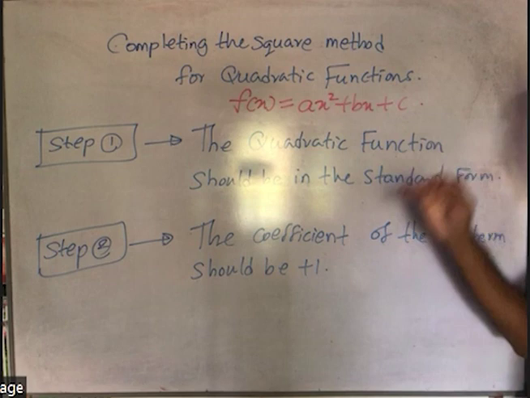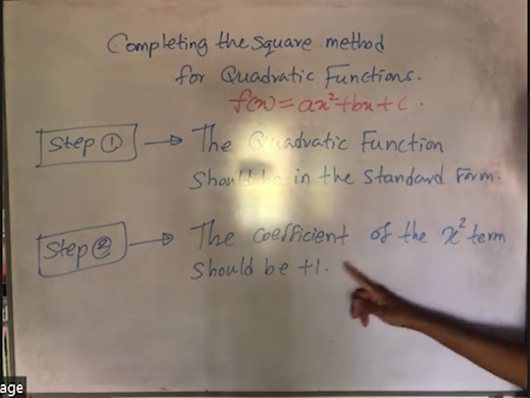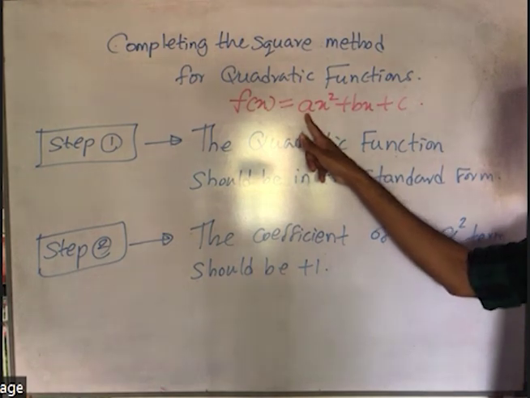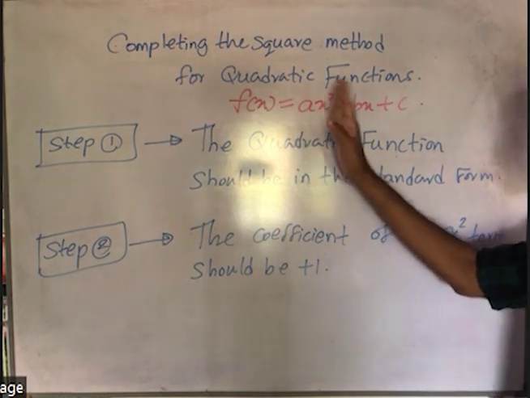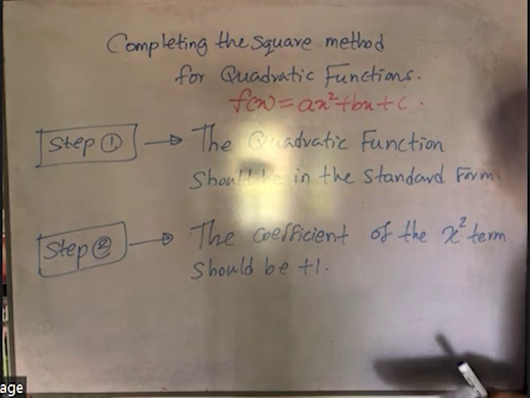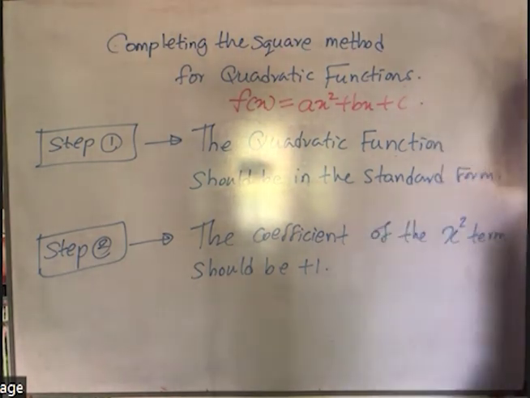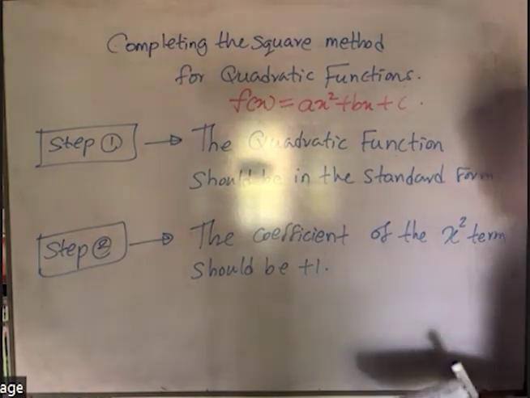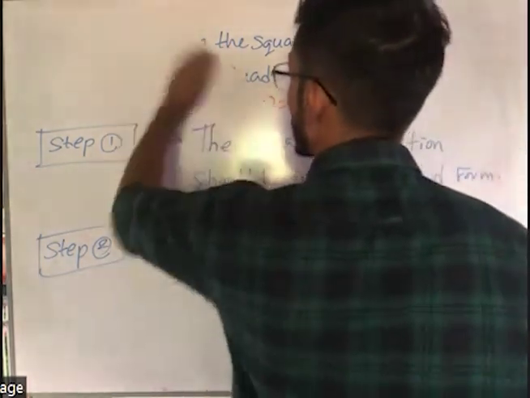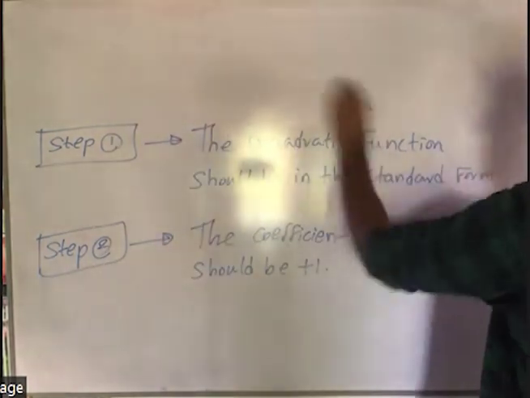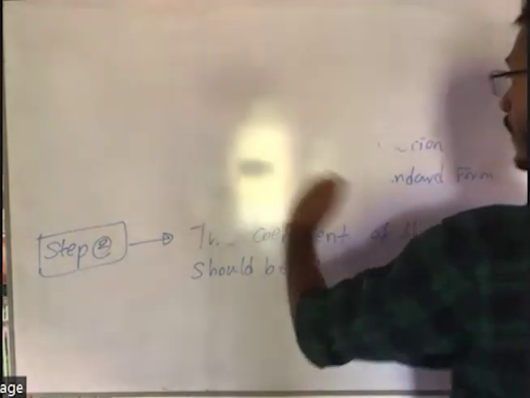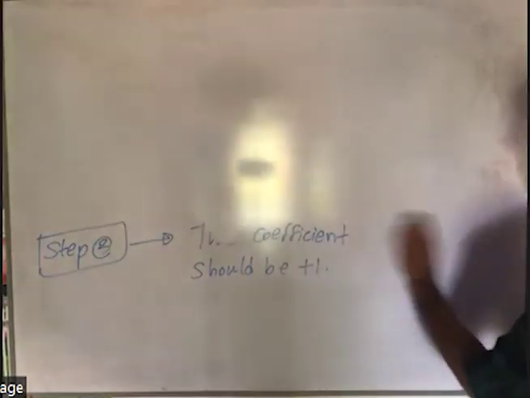Right? Step 2, the coefficient of x square term should be +1. So here the coefficient of x square term is 8. You have to make this +1. So these are the two steps we are going to follow when we are doing the question, when we are doing the completing the square method. Right. Next, I'm going to show you an example of how to do this.